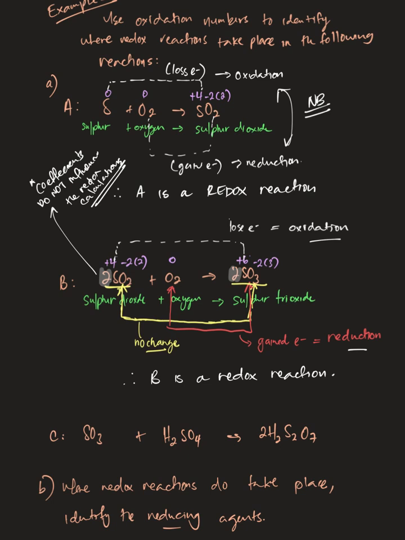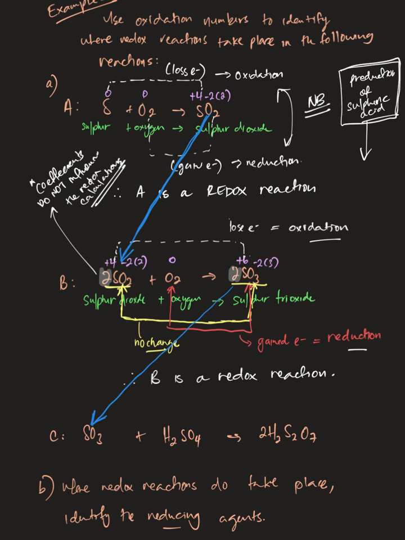Alright, and now I've done A and B, so I'm left with C. Let's have a look at what's happening with C. What you would have noticed is that the SO2 from A, the product SO2 from A, is actually the reactant from B. And the product from B, SO3, is actually the reactant of reaction C. Basically what you're looking at here is the contact process, because these three equations all have to do with the production of sulfuric acid. It's the steps of how to produce sulfuric acid.